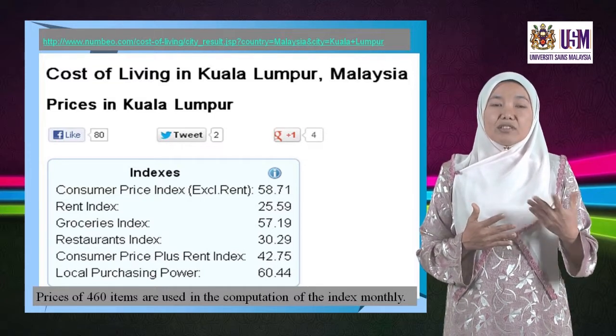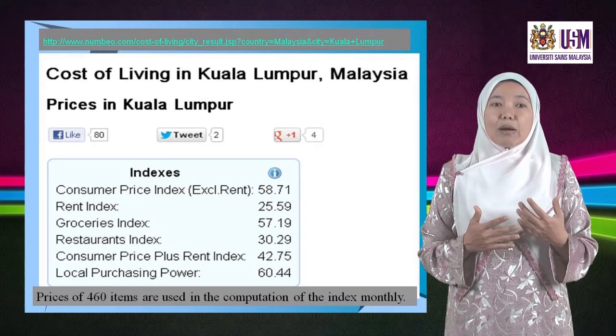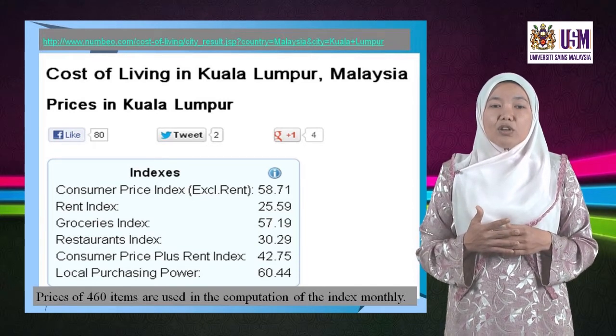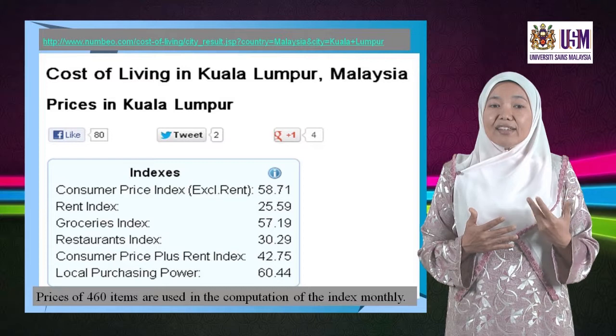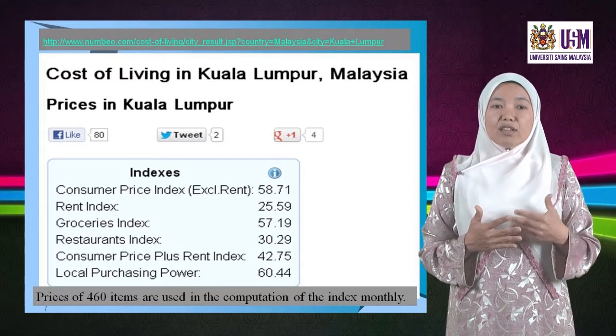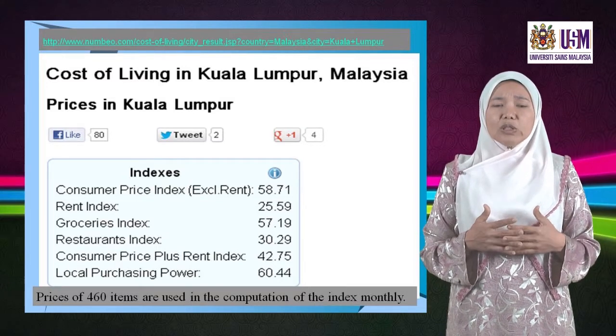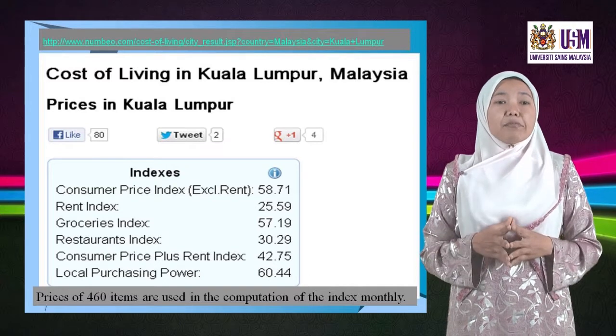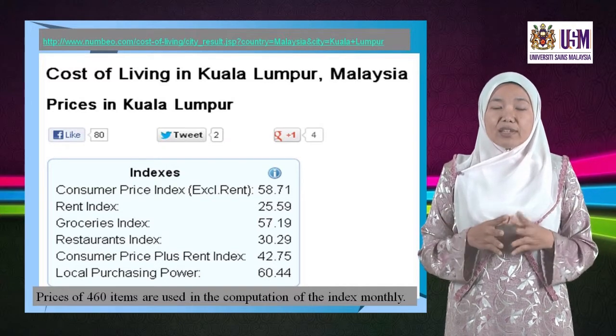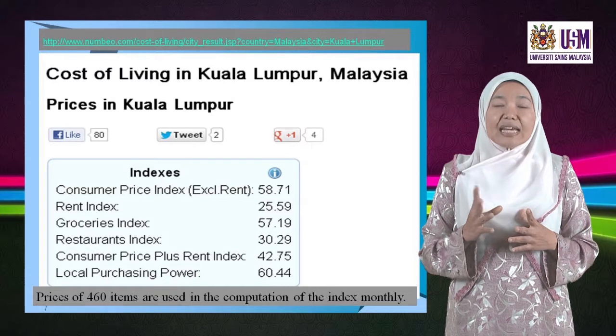So basically, for cost of living, you need to know about prices in Kuala Lumpur. So again, you need to look at an index number. There are quite a few indexes that you can look for. In this case, you look at the one in the box. So you have the consumer price index, in this case excluding rent.